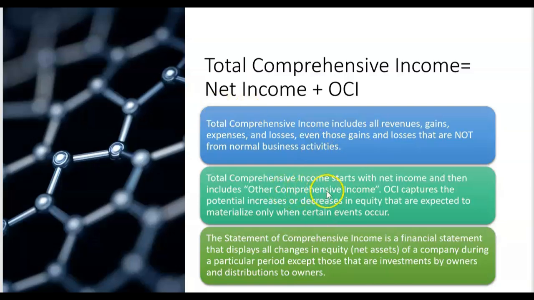Total comprehensive income starts with net income and then includes OCI, other comprehensive income, which captures the potential increases or decreases in equity that are expected to materialize only when certain events occur. And there's a financial statement of comprehensive income, and it displays all changes in equity of a company during a particular period, except those that are investments by owners and distributions to owners.